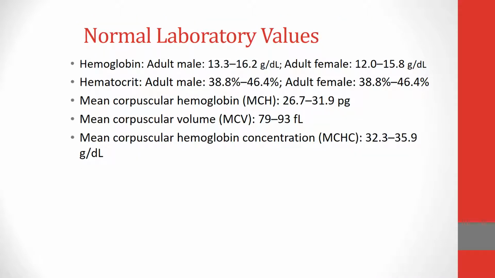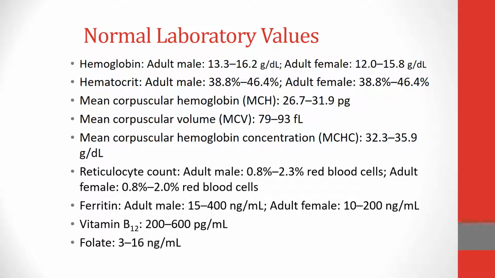Okay, here's our normal laboratory values. You've got your hemoglobin, hematocrit, MCH, MCV. Those are going to be your standard in your CBC, the ones above here. These next ones, you have to order separately. Now, if you suspect anemia, you may order some of these things right out of the box. But maybe you're just doing a screening CBC and you see that your female patient has a hemoglobin of 10. That's going to trigger you to get more tests. So then you would get reticulocyte, ferritin, B12, folate.